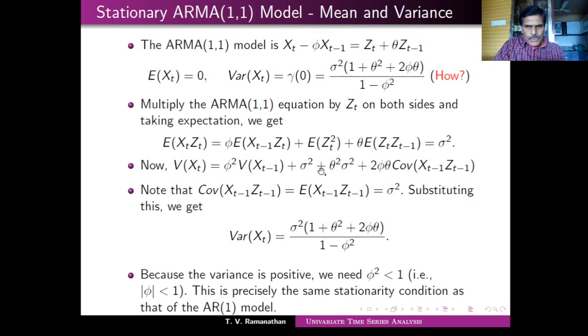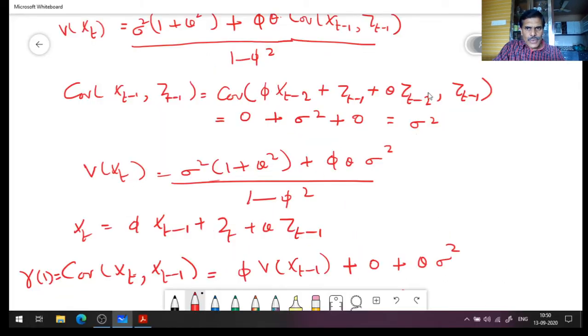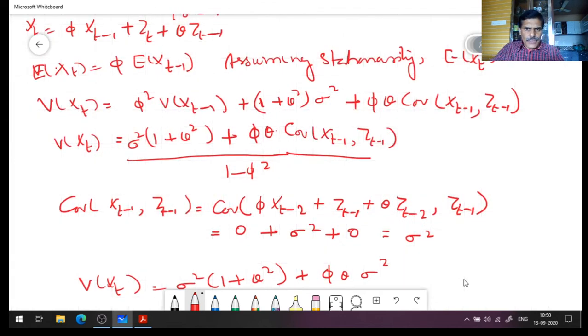So what is happening is that I have phi square variance of xt minus 1. Variance of xt is equal to phi square variance of xt minus 1 plus sigma square plus theta square sigma square plus twice covariance, so the 2 will be there. That I was missing in my calculations. Because it is variance plus twice covariance, the 2 was missing. So you have basically 2 phi theta sigma square.